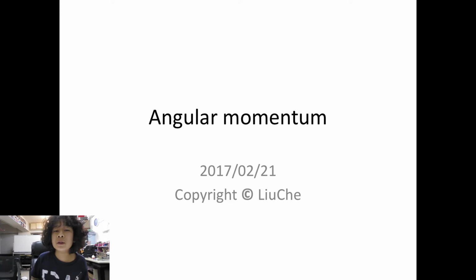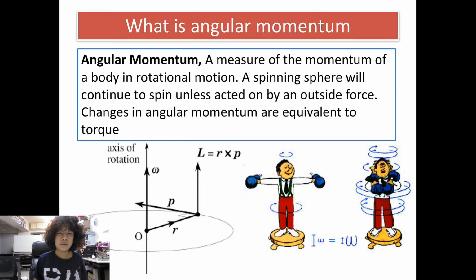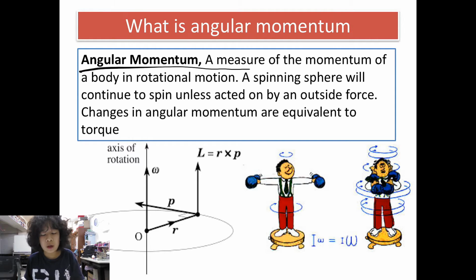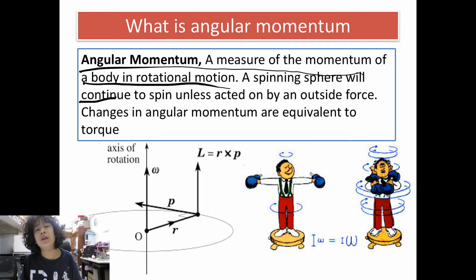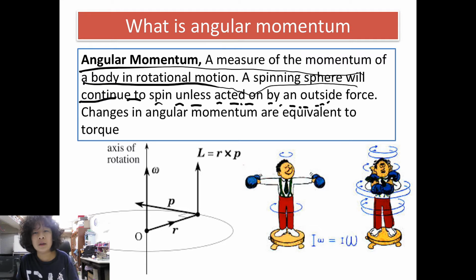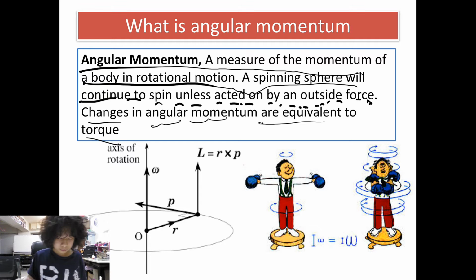Okay, so today I'm going to talk about angular momentum. First, what is angular momentum? Angular momentum is a measure of the momentum of a body in rotational motion. A spinning sphere will continue to spin unless acted on by an outside force. And a change in angular momentum is equivalent to torque.